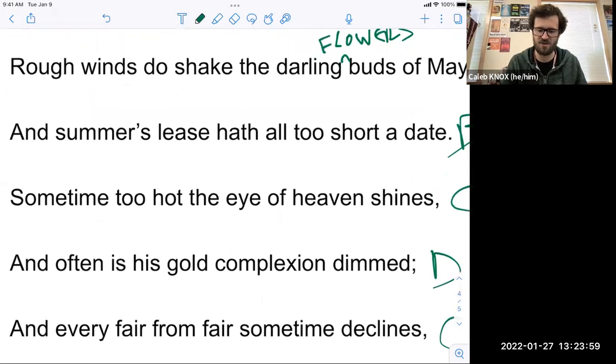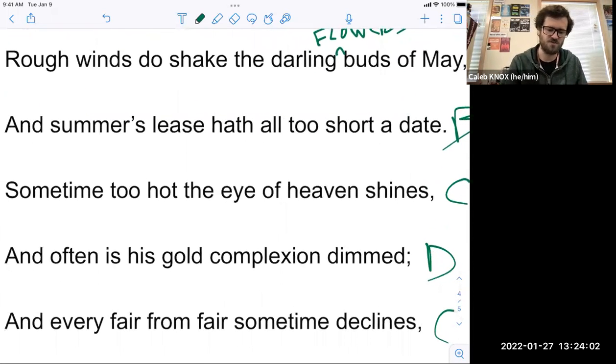And summer's lease hath all too short a date. So first of all, that word lease, when you move into an apartment or you're renting a house, you sign a lease and it says, this is how long I'm going to live here. Usually it's a year and you can renew, might be month by month.